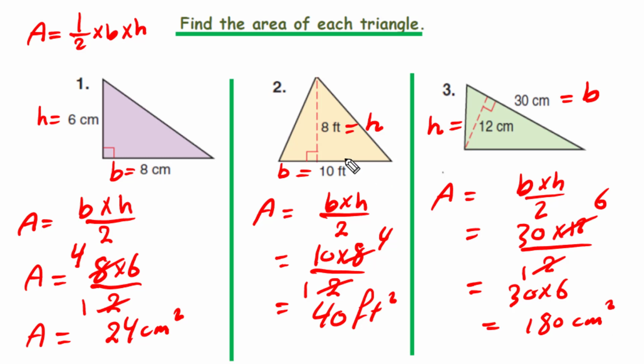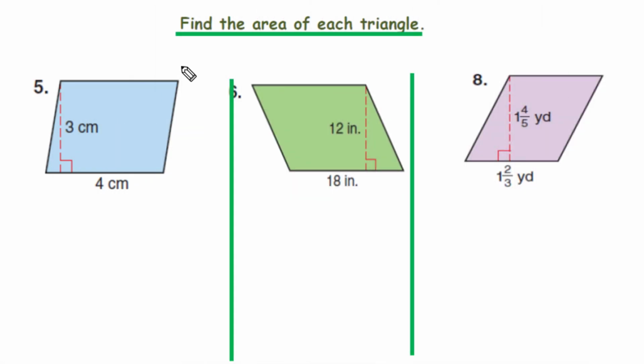So don't forget, guys, to find the area of the triangle, just multiply its base by its height, then divide by 2. Next, how can we find the area of the parallelogram? To find the area of the parallelogram, we use the formula base times height. The base is a side, the height is a perpendicular segment.